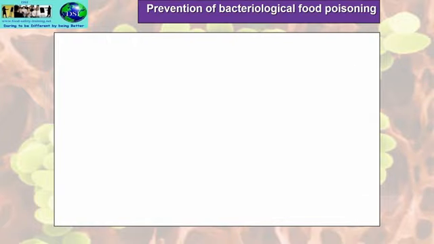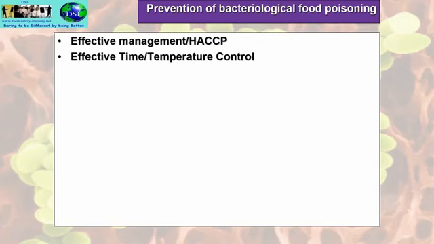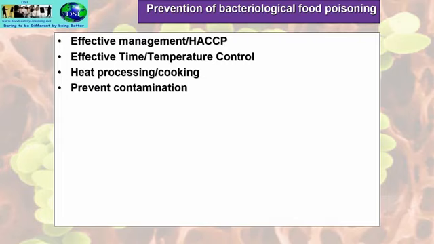So how do we prevent bacteriological food poisoning? Effective management. HACCP is a good food safety management system, which must be implemented by law. Effective time and temperature control. Heat processing and cooking to the correct temperatures. Preventing contamination through looking at the food safety chain and making sure, using HACCP, that every link in the chain is sturdy and no contamination can get into the food product.